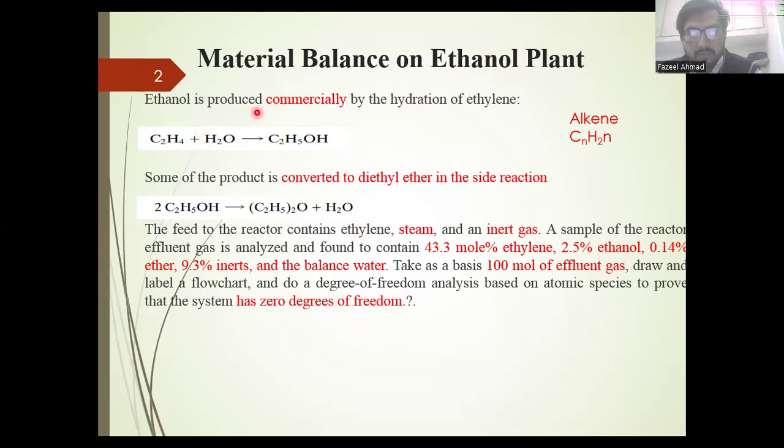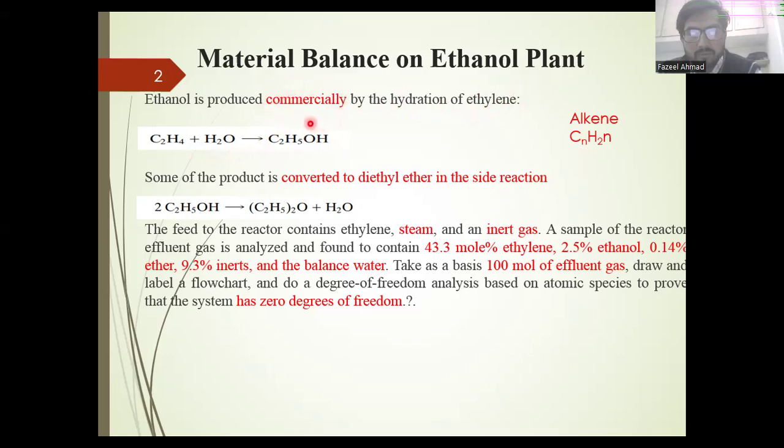Ethylene is reacting with water. That reaction is called a hydration reaction, because when water is involved as a reactant, it is called hydration. Here the hydration of ethylene is taking place and ethanol is being produced, commercially.